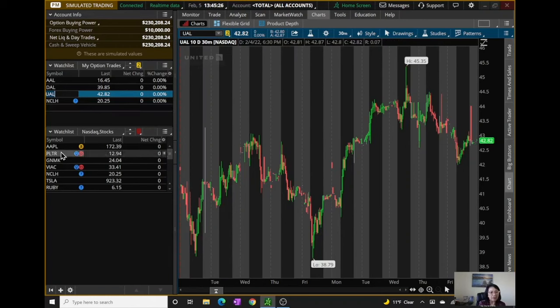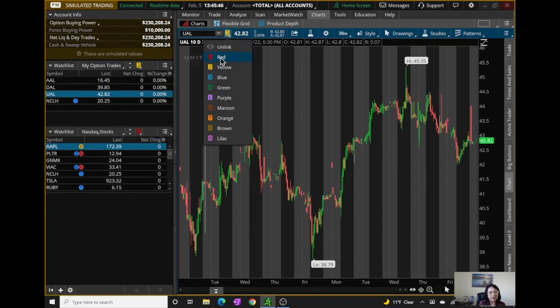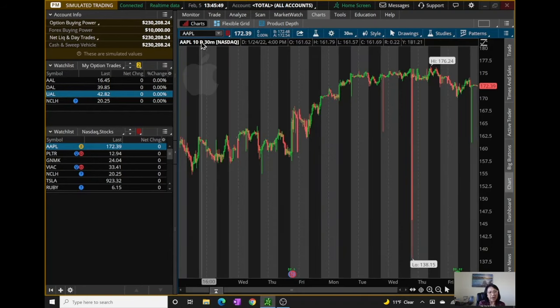Now, if I want to look at some charts on my watch list of NASDAQ stocks, I want to change this up here. If I just click here, let's say Apple, it does not go over here. But if I change this to red, then it turns to Apple. See that? That saves a lot of time. We want to find ways to save time when we're doing option trading. Oh my goodness, look at this 10-day chart. Apple has dropped clear down to 138.15. Wow.